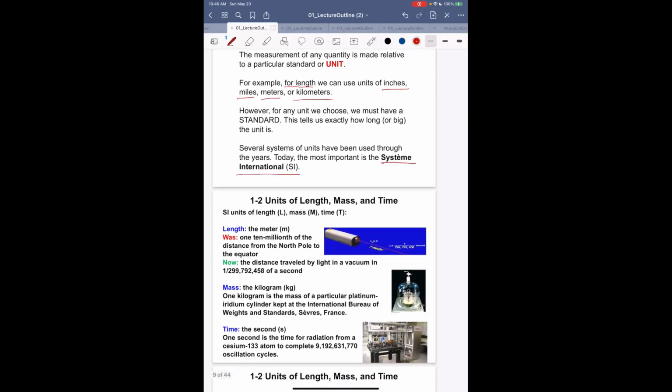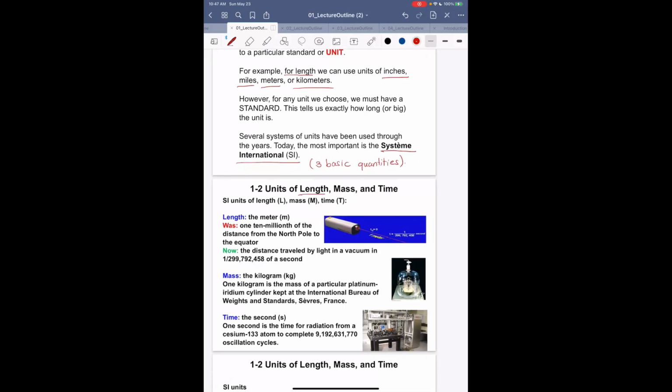Now, in that system, we use three basic quantities. We decided we are going to have three basic ones. We have more, of course, but for this course, we are going to talk only about the three basic quantities. The first one is length. The second one is mass. And the third one is time.